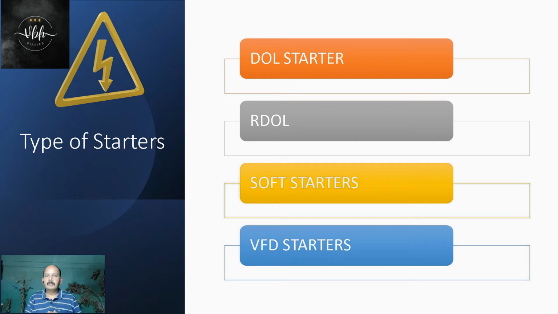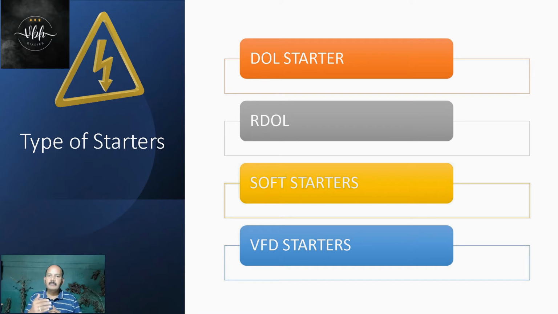Next, RDOL. RDOL is reverse direct online, whereas forward and reverse can be achieved through these RDOL starters. This is also direct online only, hence the starting current will be 5 to 6 times. We cannot reduce the starting current here also.